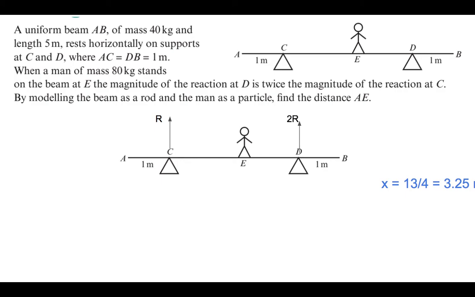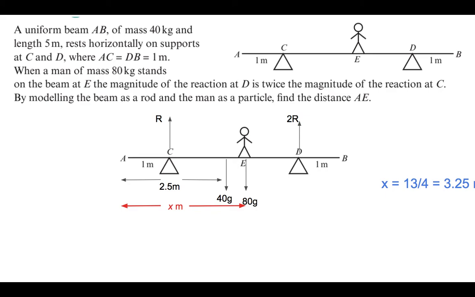Again, as I said, in the middle now, at 2.5 metres across, we've got a weight of 40G newtons, and the weight of the man is 80G newtons, so they'll appear in a minute. The weight of the beam is halfway across, so that's 2.5 metres. The weight of the man is what we don't know, it's X metres across, but as I said, we've got 40G and 80G newtons.